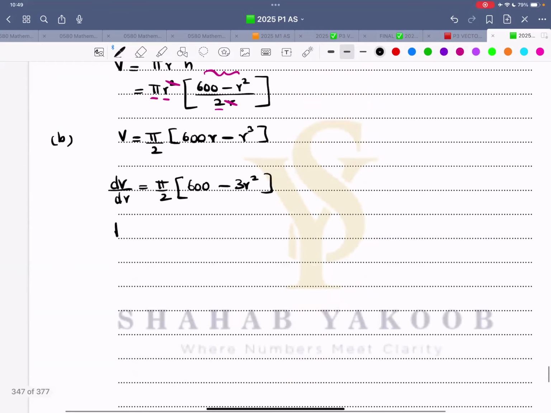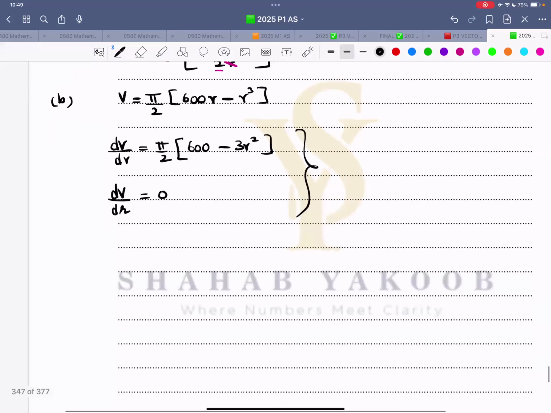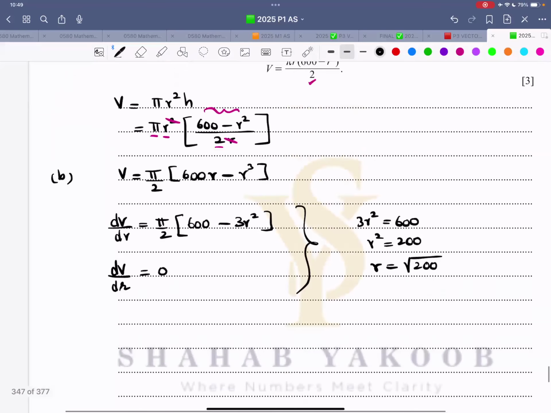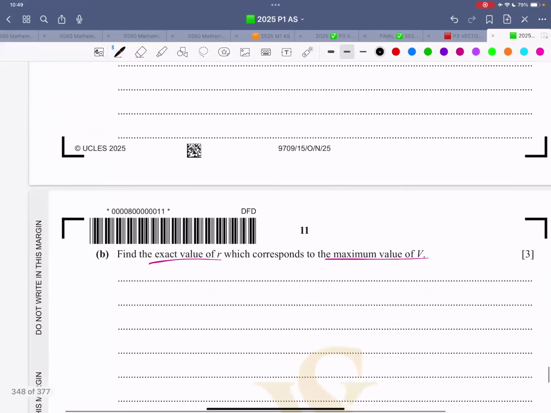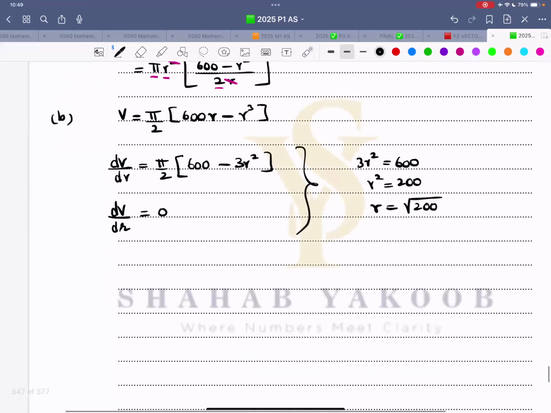So dV by dr, let me write r in this manner, is equal to 0. So when you do this, pi over 2 disappears. 3r squared is equal to 600. r squared is equal to 200. Therefore, r is the square root of 200. Leave the answer as it is for right now. Are they asking for the exact value? Yes, that is the exact value.